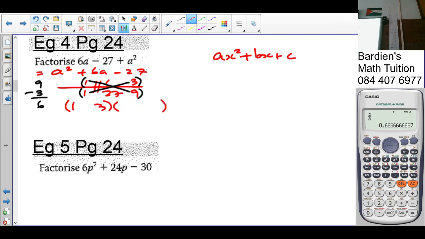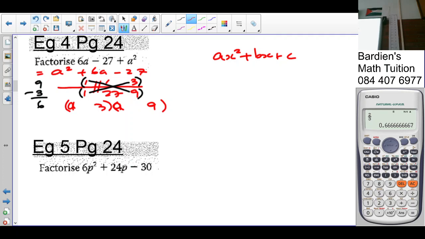So 1 and a 3, a 1 and a 9. So you see a squared. So there goes an a and an a. What about the signs, Michael? Plus and minus. The bigger one is going to be? Plus. Because the middle term is plus.